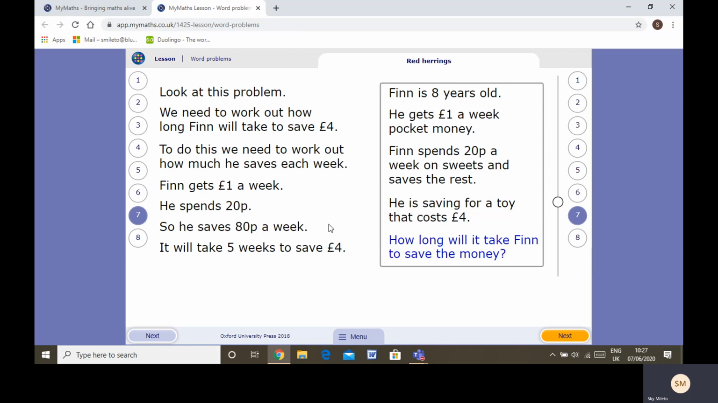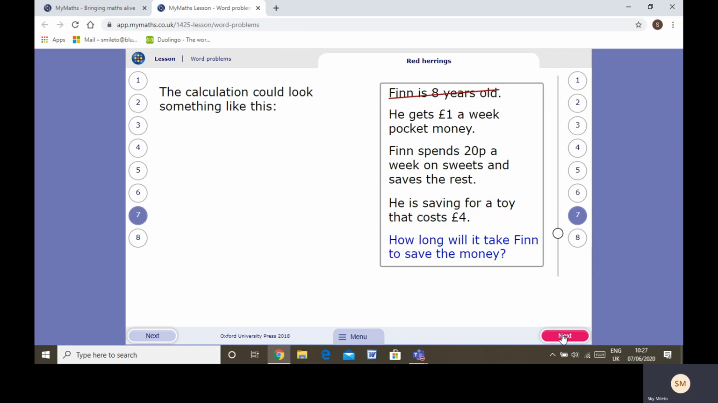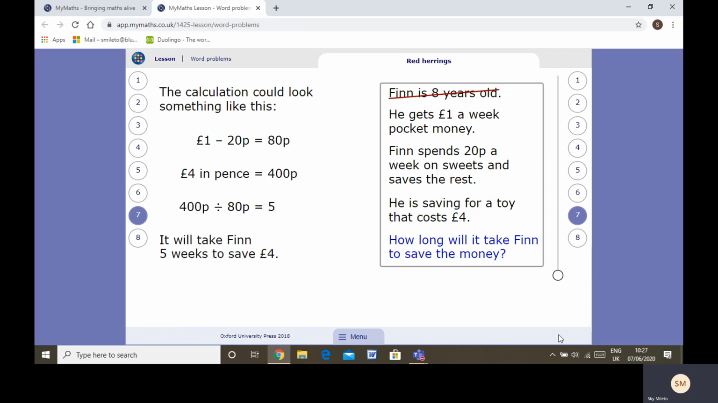Okay, quite tricky with money to be able to work it out, but as long as you knew that you didn't need to know how old Finn was, that's all I needed to know. So 100 take away 20 is 80. £4 in pence is 400. 400 divided by 80 is 5. Remember, you can do 40 divided by 8. We know 40 divided by 8 is 5. So 400 divided by 80 is also 5. So that's 5 weeks.